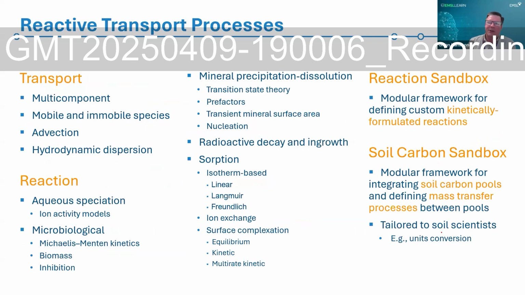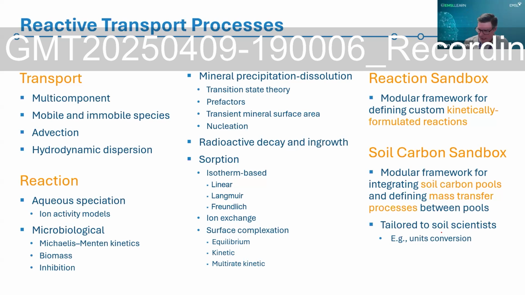Okay, let's discuss reactive transport processes that are supported. So for transport, it's multi-component, meaning you have multiple chemical species. They can be in the mobile or immobile phases. So think of soil organic matter. That may be an immobile species. We support advection and hydrodynamic dispersion. So advection is where a solute is transported with the flow of water, and the hydrodynamic dispersion is both mechanical mixing and molecular diffusion.